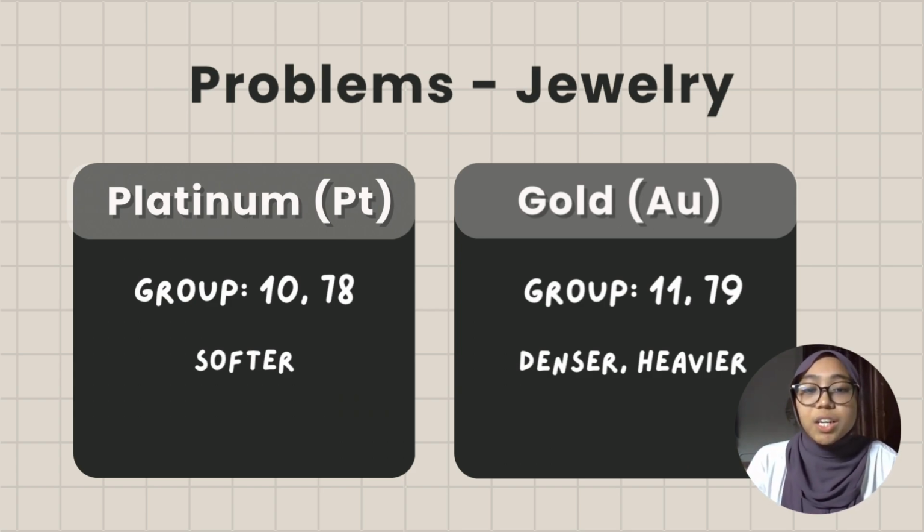Here is the general difference between platinum and gold. Both platinum and gold are transition metals, but as you can see, platinum is in group 10 while gold is in group 11. There is also a difference in atomic number, which is 78 for platinum and 79 for gold. Platinum is usually softer than gold, meaning it is easier to shape, but it scratches easily. Compared to it, gold is denser and heavier, meaning if we wear gold, it gives the jewelry a heavier feel, and gold itself has higher durability.